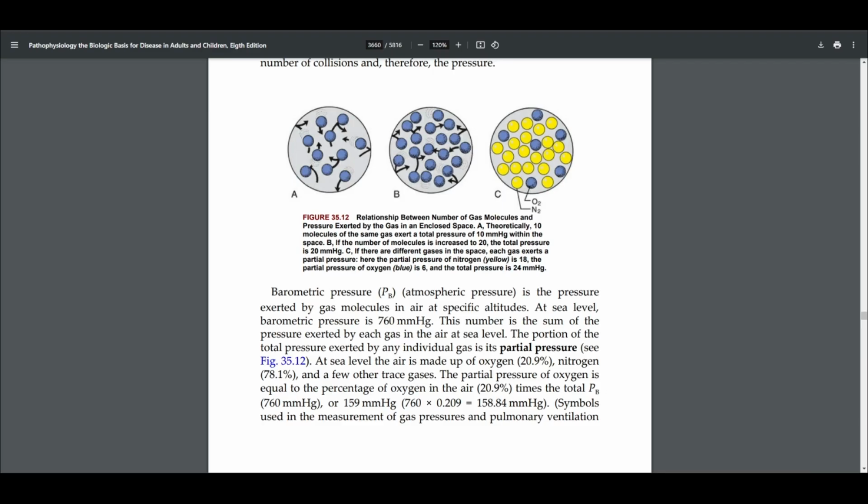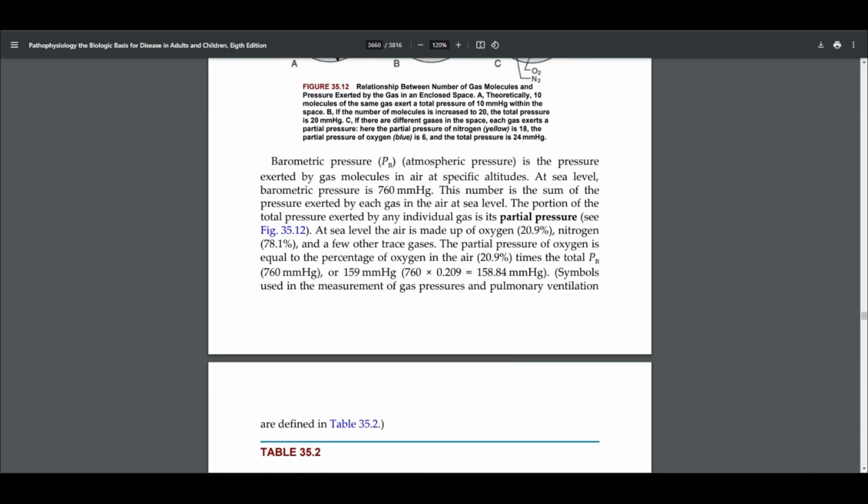Your barometric pressure, or atmospheric pressure, is the pressure exerted by gas molecules in air at specific altitudes. At sea level, barometric pressure is 760 millimeters of mercury. This number is the sum of pressure exerted by each gas in the air at sea level. The portion of the total pressure exerted by any individual gas is its partial pressure.